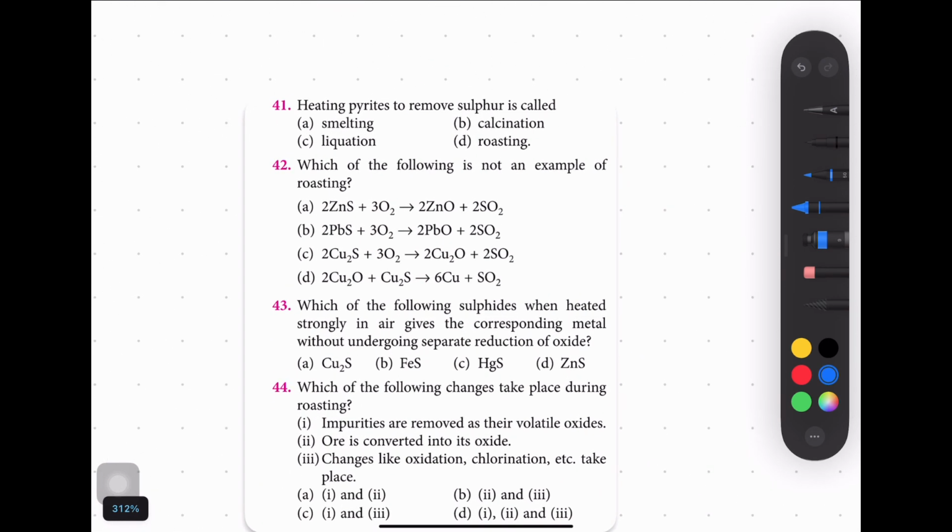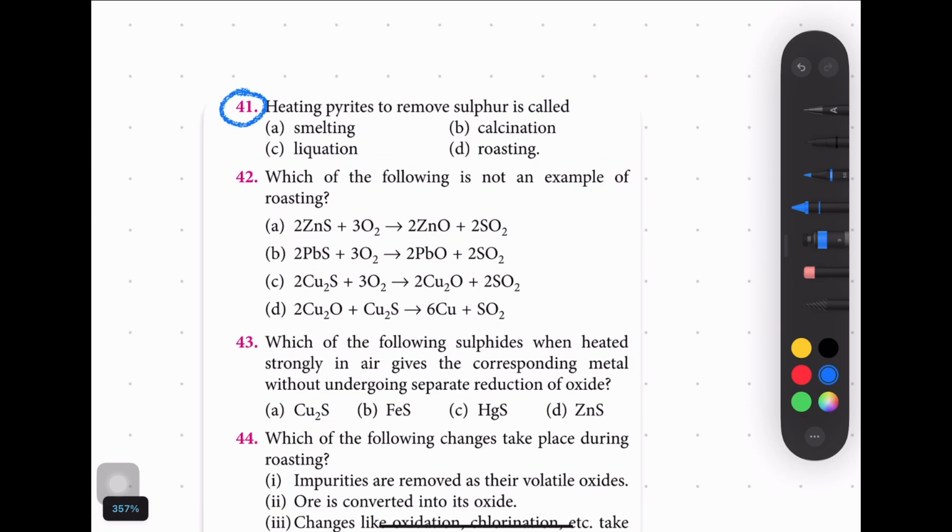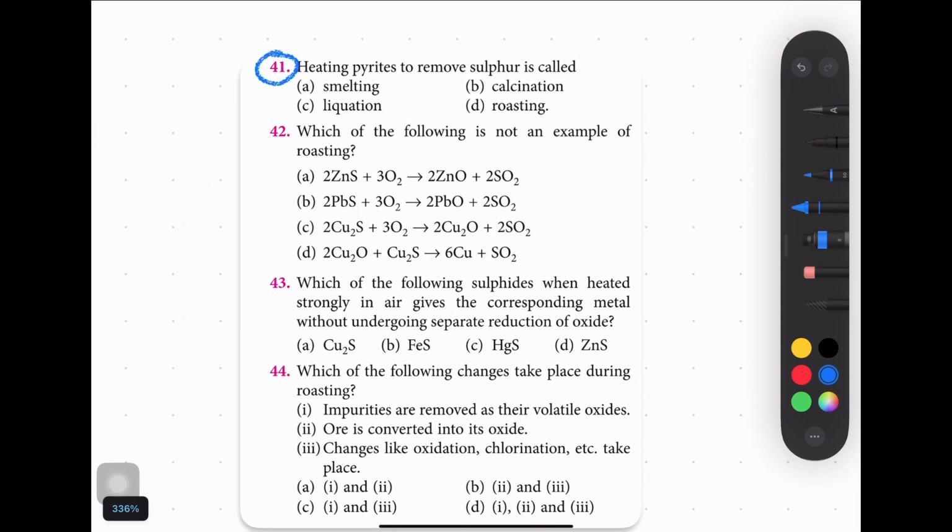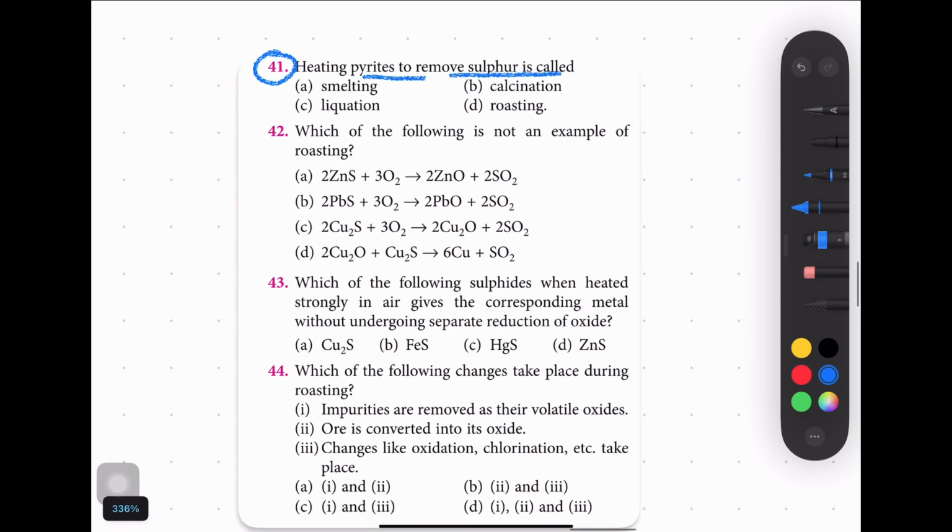Let's see question number 41. It is asking that heating pyrite to remove sulfur is known as what. Suppose we have iron pyrite, FeS2, and if you heat it to remove sulfur, basically you will be adding oxygen, and that process is basically roasting. So the correct answer should be D. It is simply roasting.